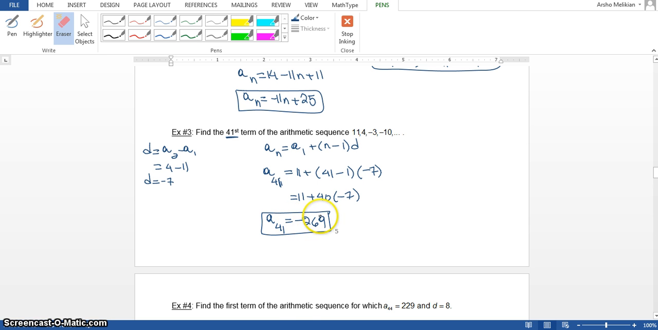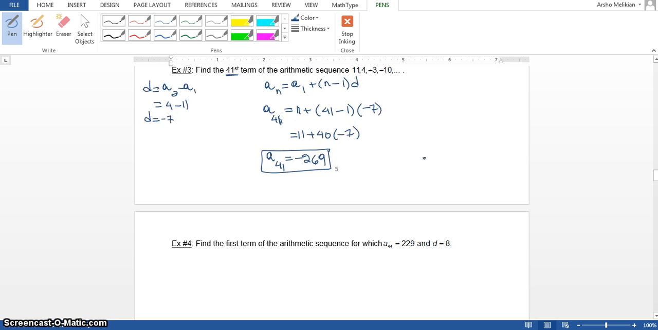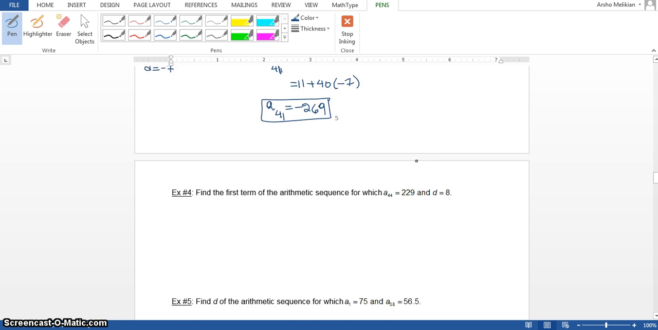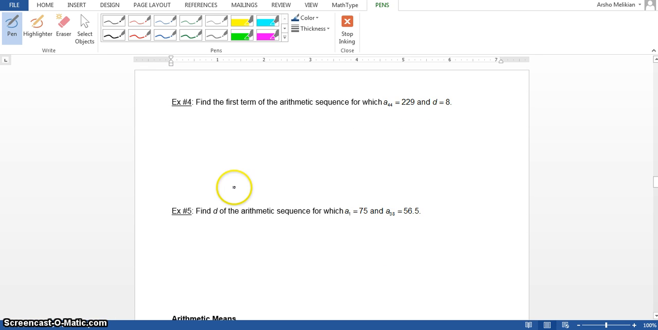Okay. The next few questions are going to ask us to find different elements in that same formula. So we're just going to have to reuse the formula over and over again. So let's see what we have here. It says find the first term, meaning we're looking for A1, of the arithmetic sequence for which A44 is 229, D is 8. All right, so if A44 is what's given to us, how much is N? N is 44. Okay?